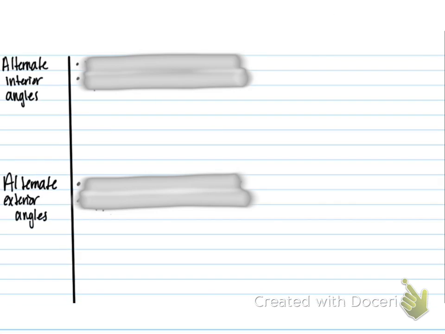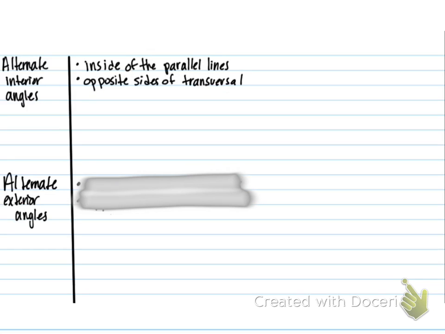The next type of relationships are alternate interior angles. And so let's see what those are. So for alternate interior angles, they are inside of the parallel lines and they're on opposite sides of the transversal. So let's look at how that looks.